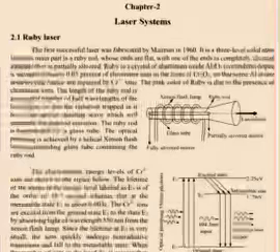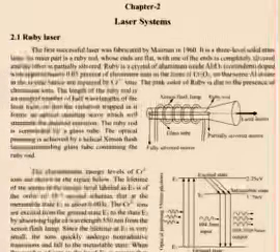Laser systems. First one, Ruby laser. The first successful laser was fabricated by Maiman in 1960. It is a 3-level solid-state laser. Its main part is a ruby rod whose ends are flat, with one of the ends completely silvered and the other partially silvered.